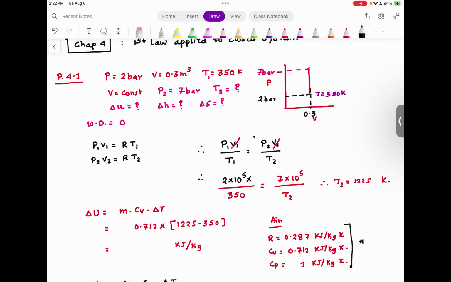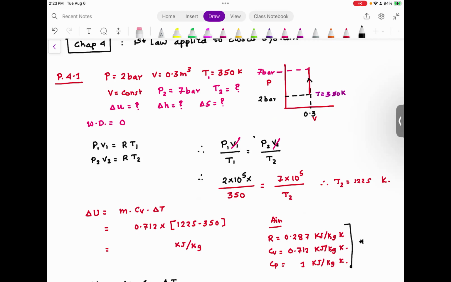In a constant volume process, as the word suggests, the volume is going to be constant, which means the work done in a constant volume process is going to be 0. If I show this process on a PV diagram on the right-hand side, initial pressure is 2 bar, initial volume is 0.3, final pressure is 7 bar, and final volume is again 0.3.